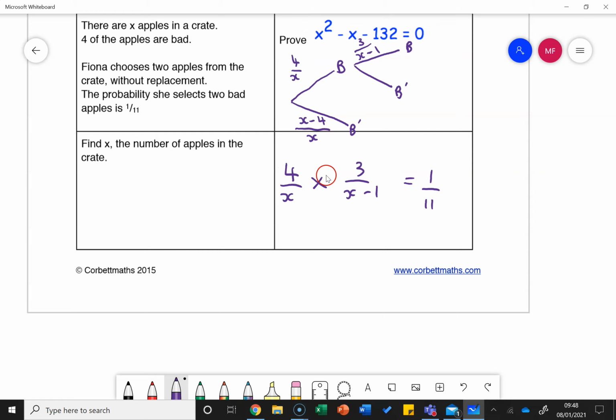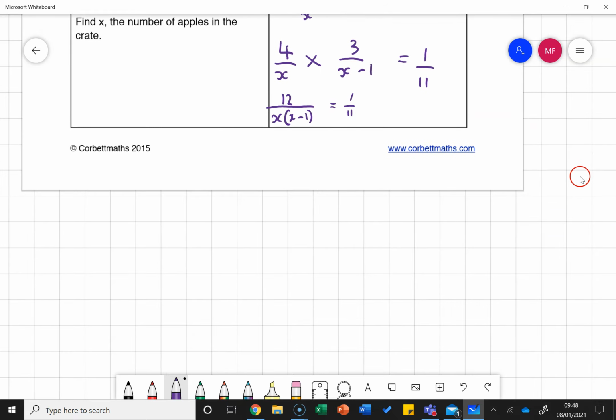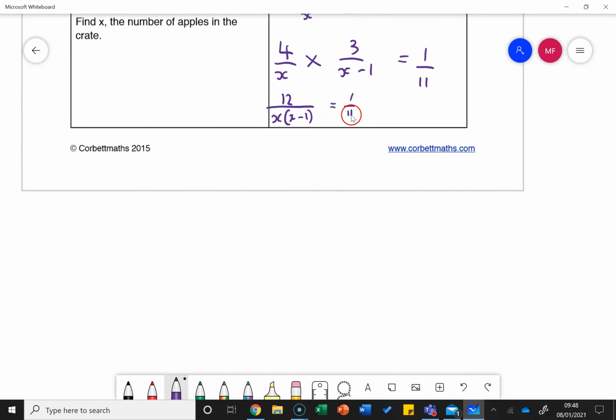So how do you multiply fractions? Well, just go along the top, go along the bottom, should we chuck that 11 up there?